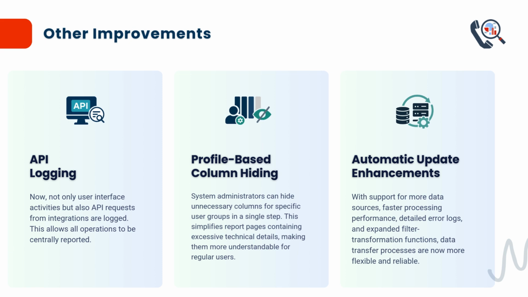when developing new integrations. In version 5.0 of Communication Suite, system administrators now have the flexibility to hide specific columns based on user profiles. This makes it easier to tailor reports to the right audience. For example, if cost information isn't relevant for branch managers reviewing performance reports, that column can simply be hidden for the site manager profile. This way, each profile only sees the data that's most useful to them, without unnecessary details.